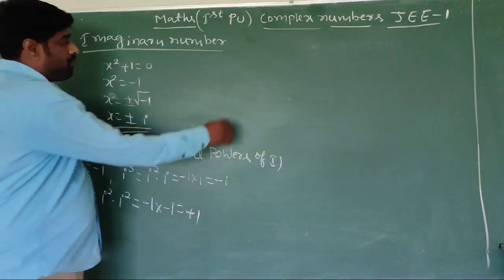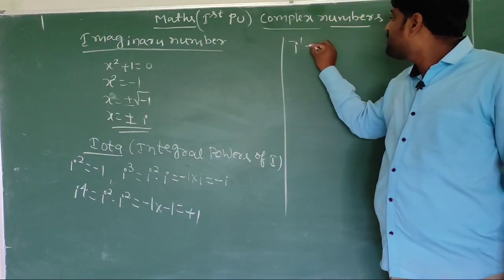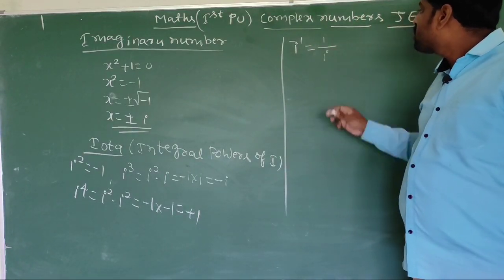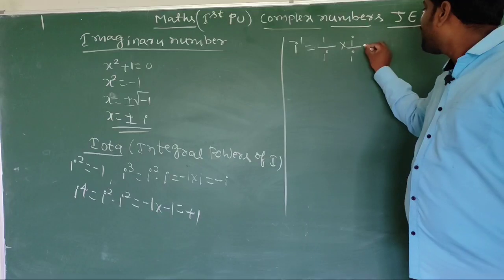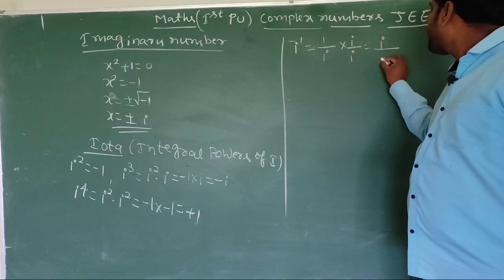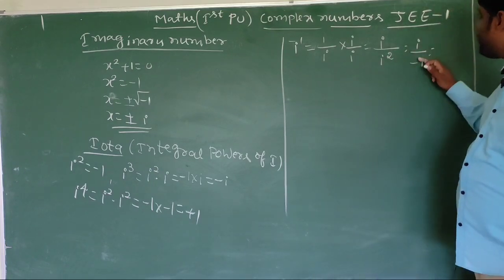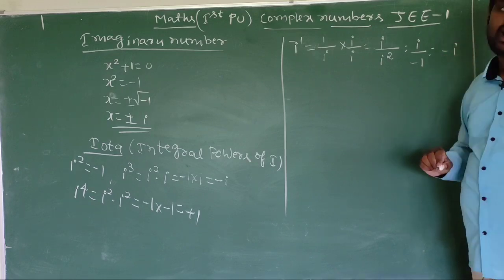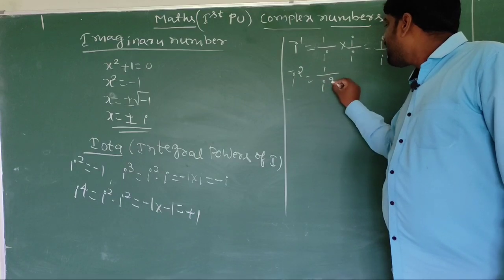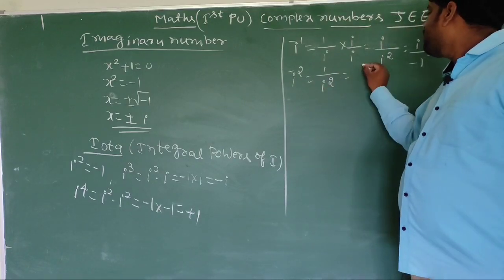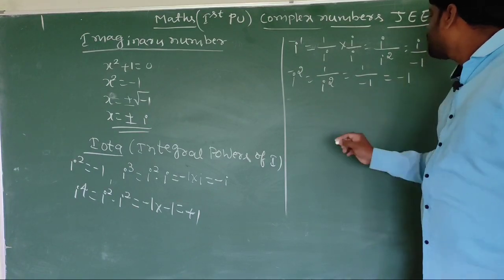Similarly, i to the power of minus 1 can be written as 1 by i. We have to rationalize the denominator by multiplying by i divided by i, that is i divided by i into i square. Here i as it is, i square is minus 1, so i divided by minus 1 is minus i. Next, i to the power of minus 2 is 1 divided by i square, which is nothing but 1 divided by minus 1, that is minus 1.